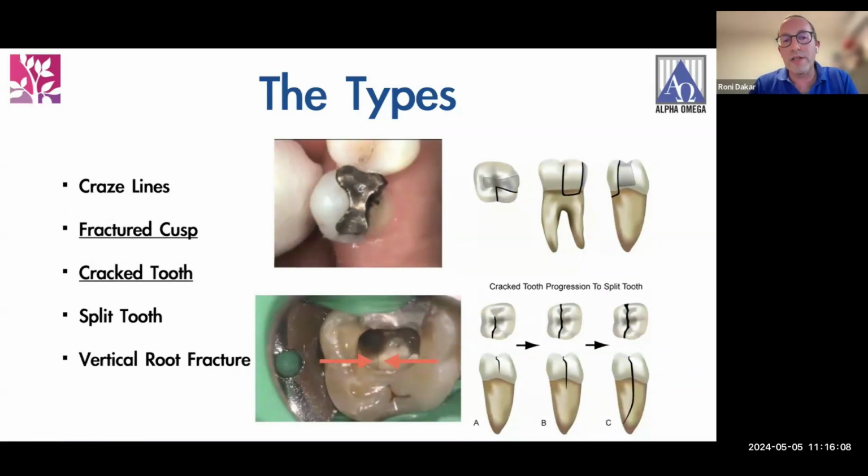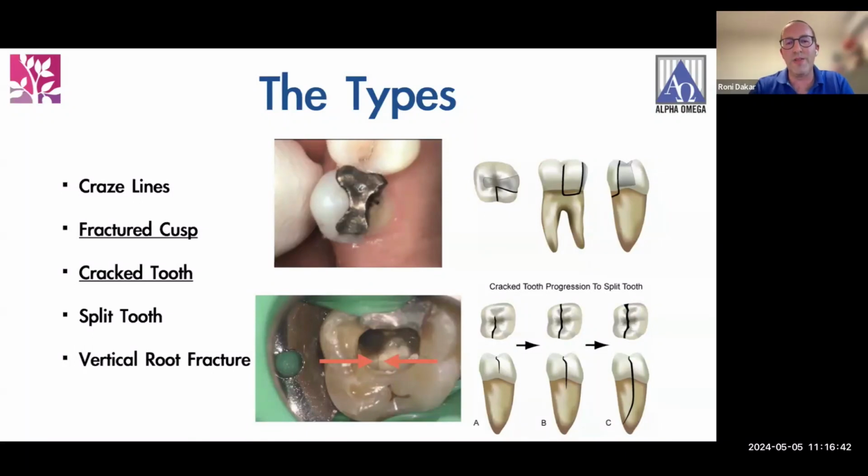For all the fractures and cracks next in line after craze lines, the main question for diagnosis is whether the fracture or crack started from the crown of the tooth or from the root of the tooth. Cusp fractures, cracks, and split teeth start from the coronal surface, progress apically, and affect the enamel and dentin, and may eventually affect the pulp as well as they extend apically.